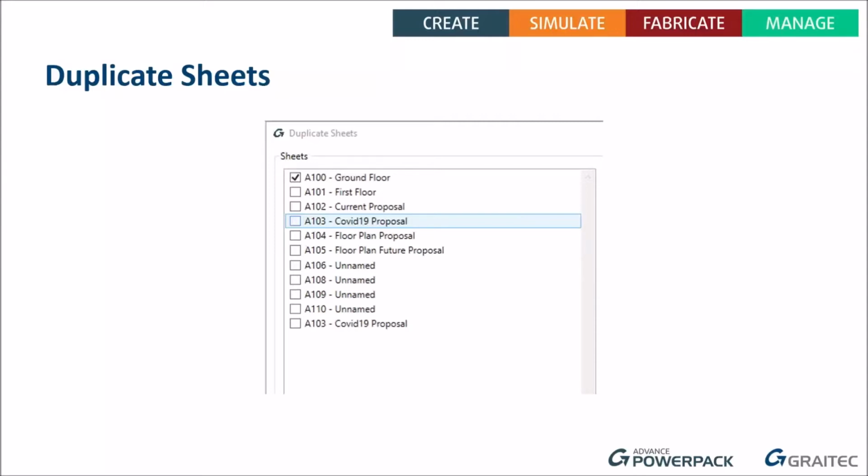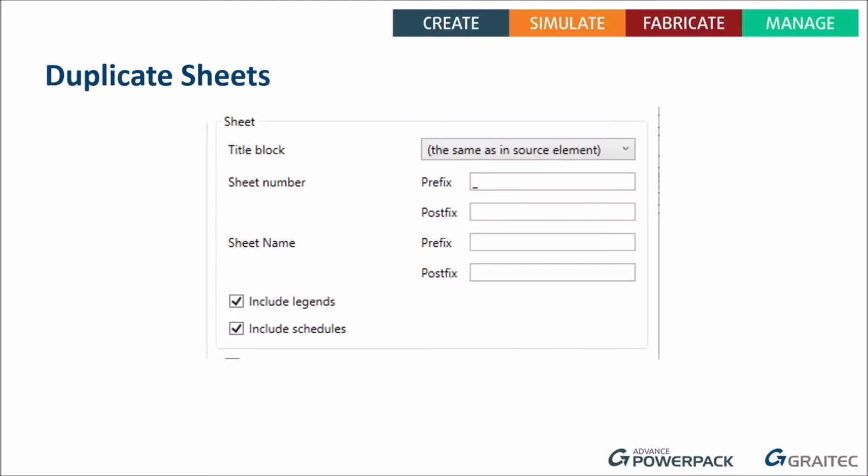The second section within here is the sheet section. Now this is where it will allow us to either change the title block or use the existing title block. So maybe you've got a particular title block for preliminary design, and then you want to change the title block on the sheet for when you move into production.